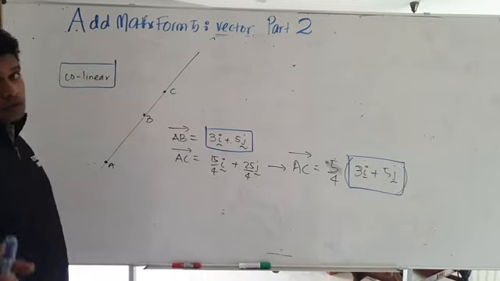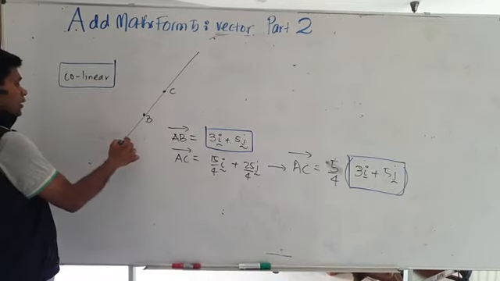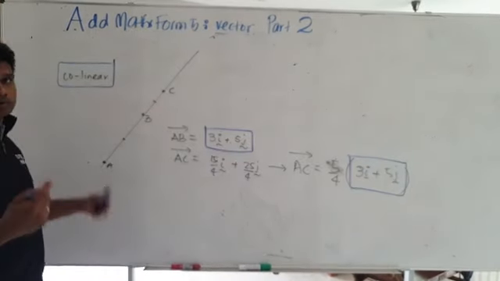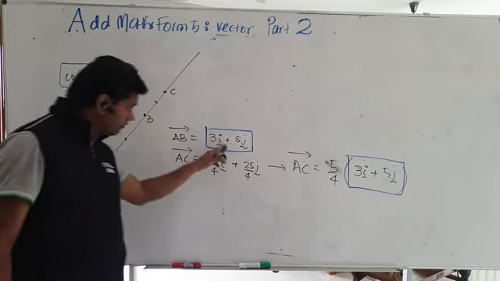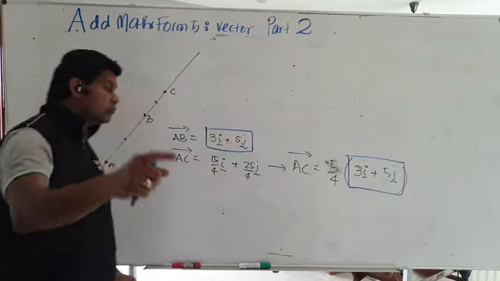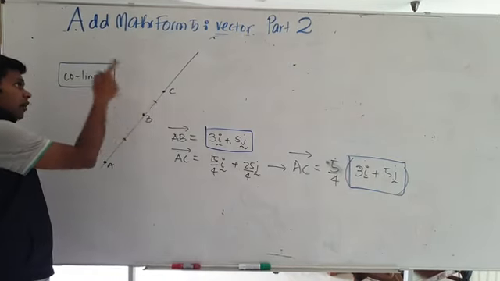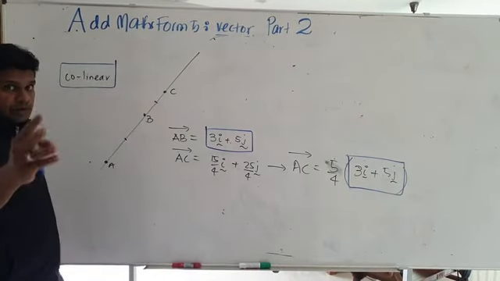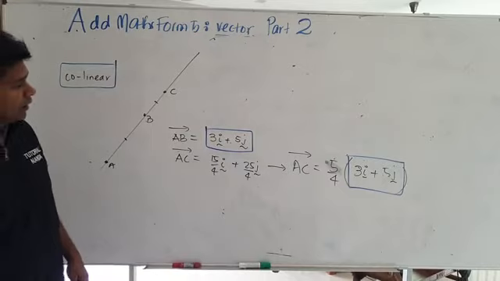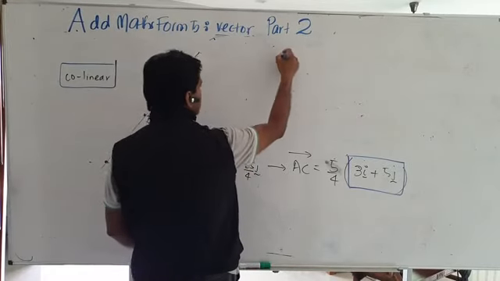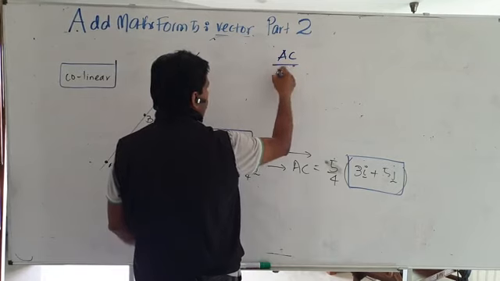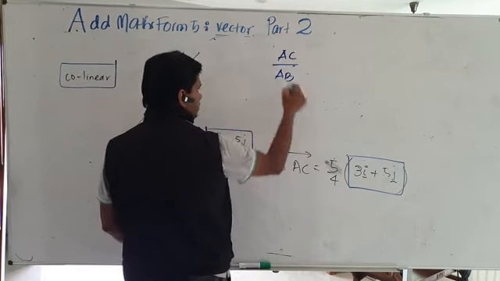Then they might ask you, what is the ratio between this and this? In order to find the ratio, you need to do something else. But before that, do you know what collinear means? Collinear means the basic vector is the same. So the conclusion is yes, A, B and C are collinear. They are on the same straight line. Now in order to find the ratio, all you have to do is take AC over AB.